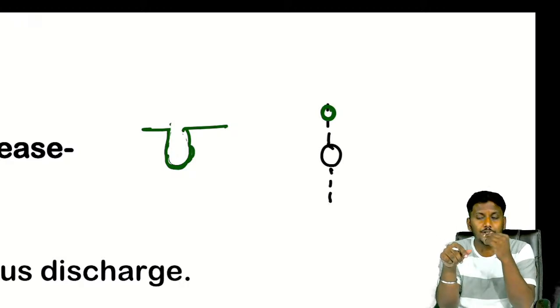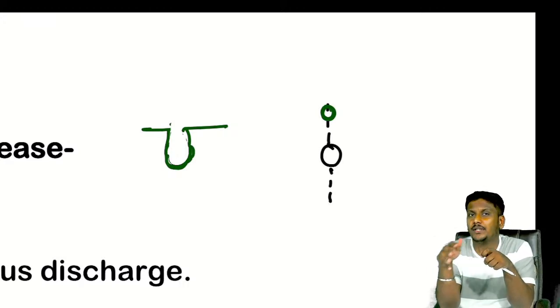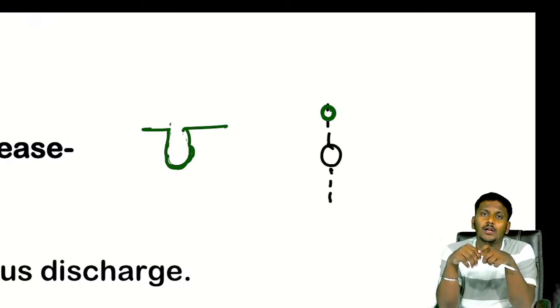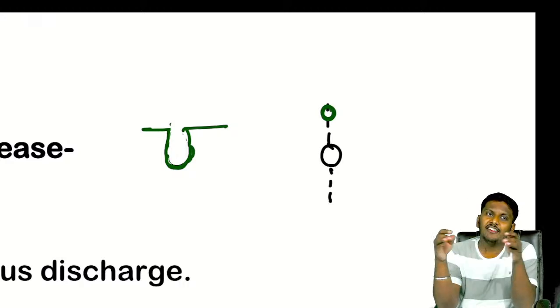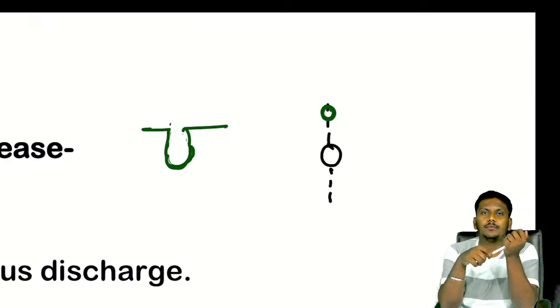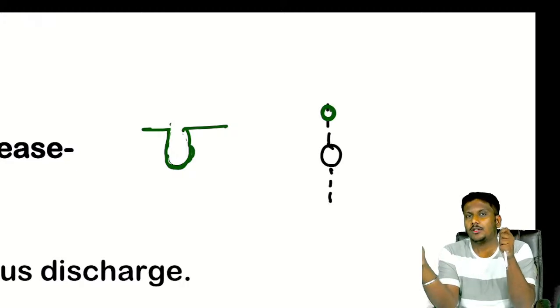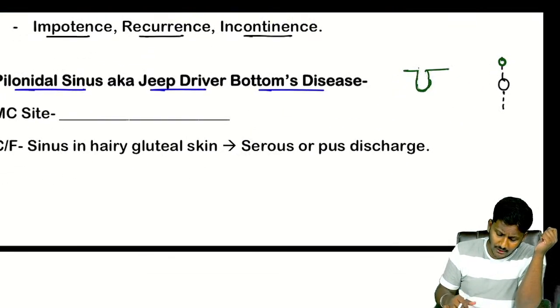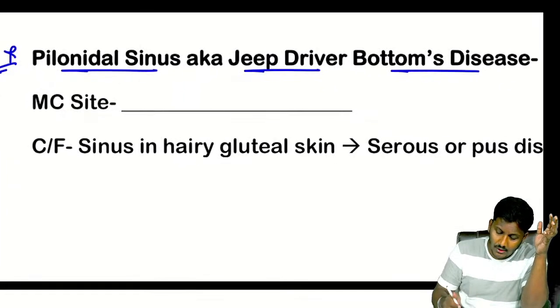It is seen in which patients, beta? It is seen in those patients who maintain poor hygiene in that area, and second, who have hairy gluteal skin. Hairy gluteal skin will lead to poor hygiene. And along with that, those patients who have prolonged sitting, that means those who drive trucks or jeeps for longer distances. That's the reason, as it is more commonly seen in truck or jeep drivers, it is also called jeep driver's bottom disease.